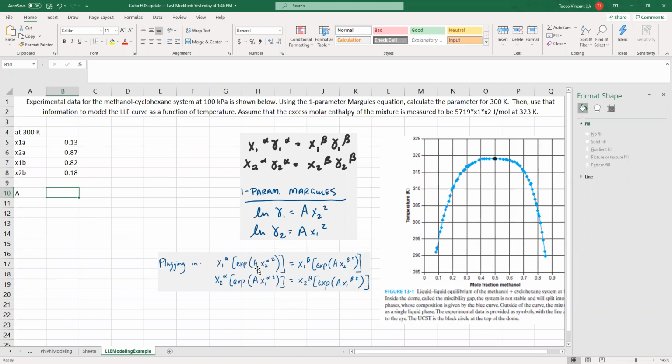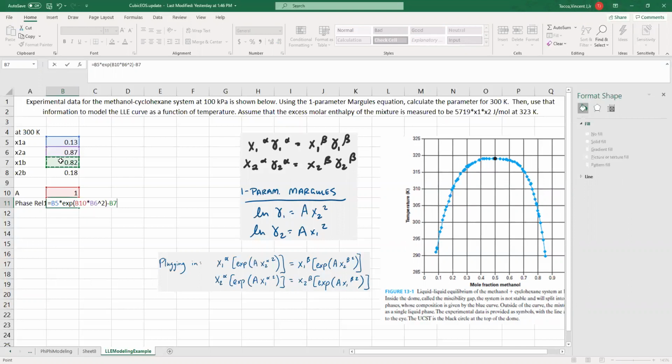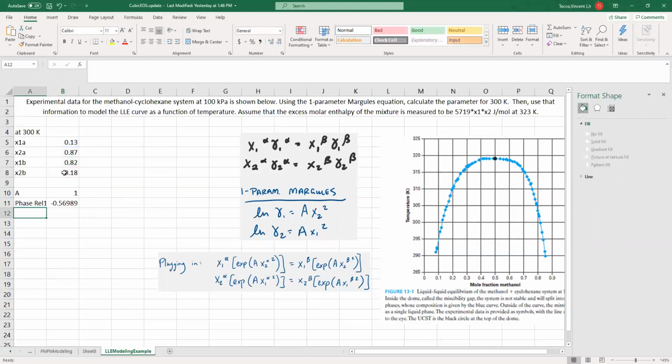I could do some simplification here and obtain the answer for A, but that looks to be a little work, and I've got Excel open already, so I might as well just use my favorite, goal seek. So I'm going to need an initial guess for A, and then with my equation 1, so phase relationship 1, I'm just going to goal seek it to 0. So I'm going to use the formula equals x1 alpha times exponent of A times x2 alpha squared, minus x1 beta times exponent of A times x2 beta squared. All right, not 0, obviously, because I haven't guessed properly.